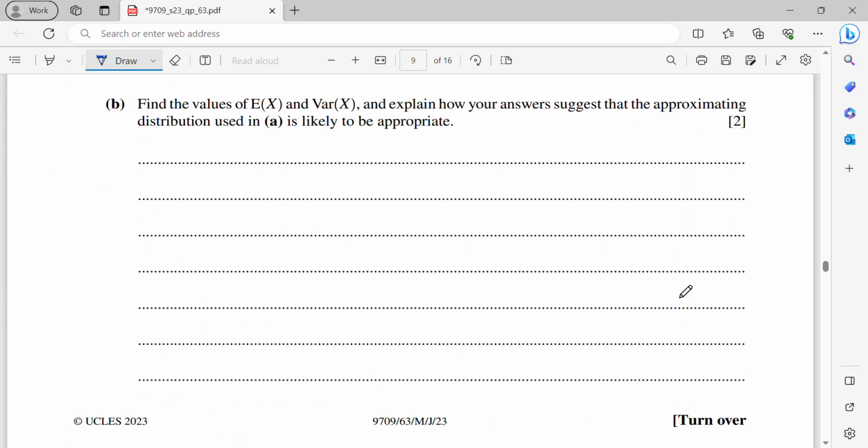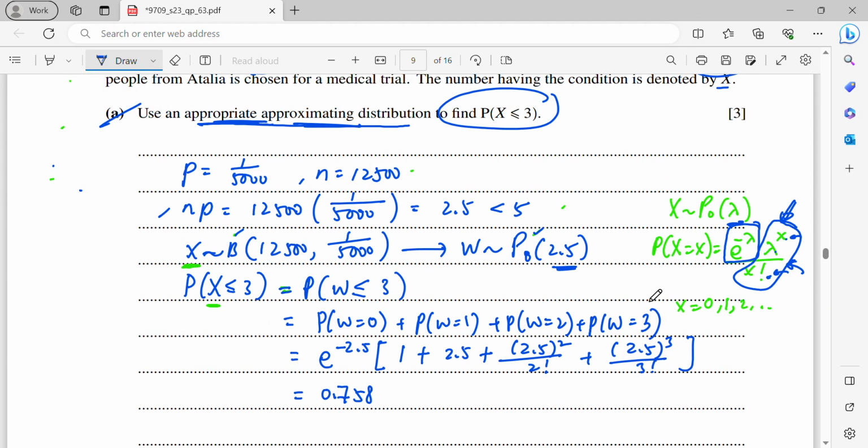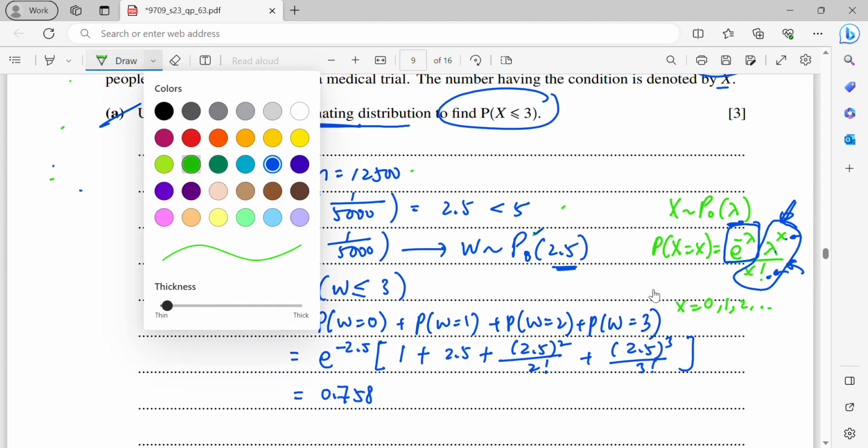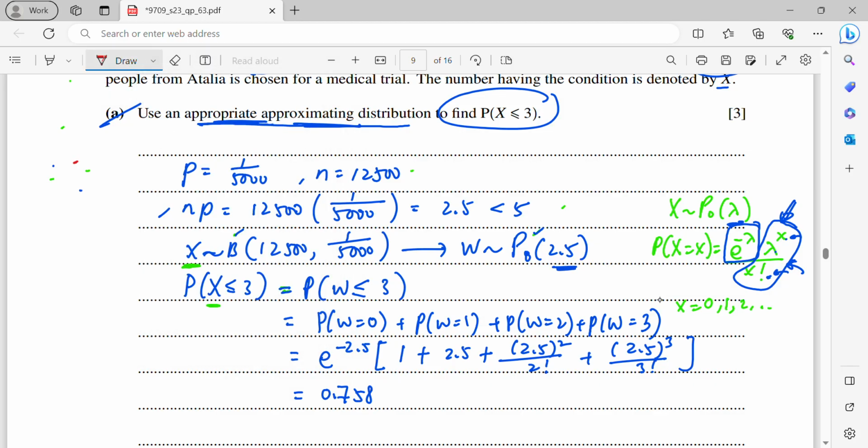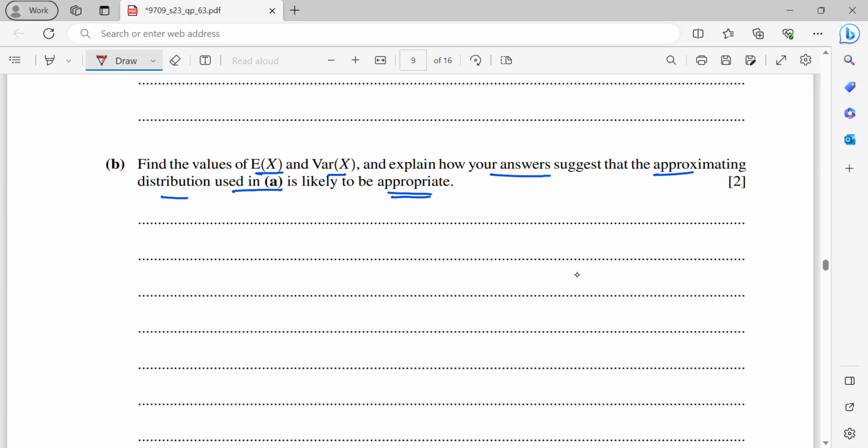Okay, now B, find the values of E(X) and Var(X) and explain how your answer suggests the approximating distribution used in A is likely to be appropriate. So for E(X), remember our X is binomially distributed. So now I have to find E(X), which means the mean and variance for the binomial distribution. So my E(X) for the binomial distribution is basically NP.